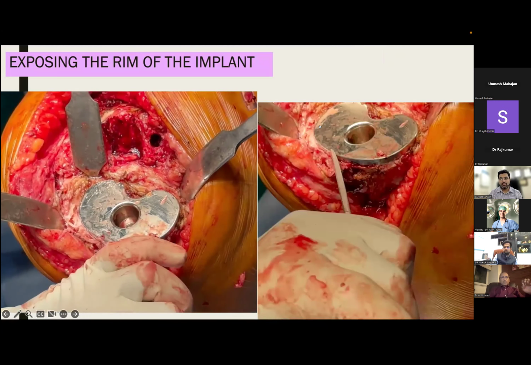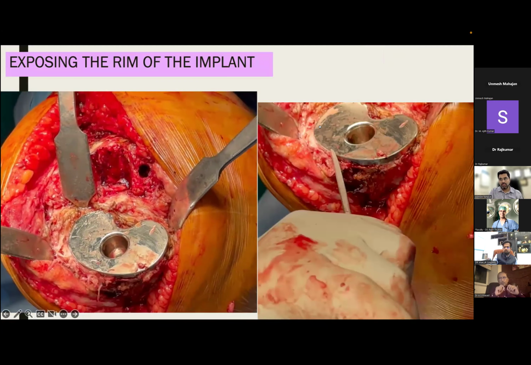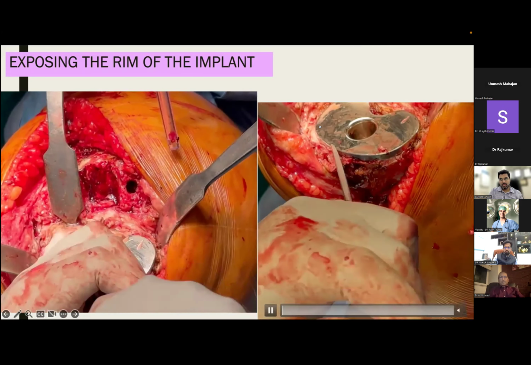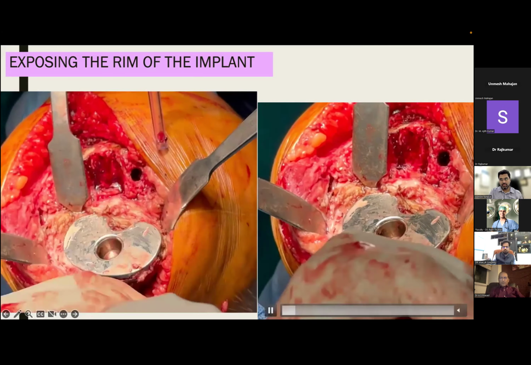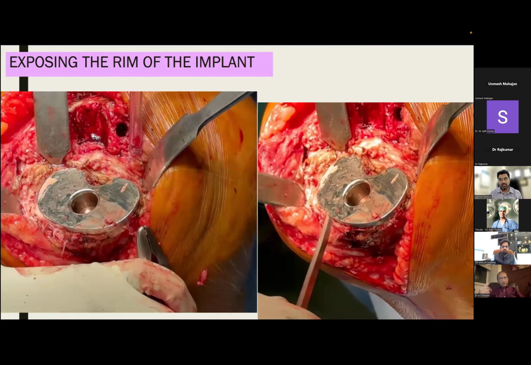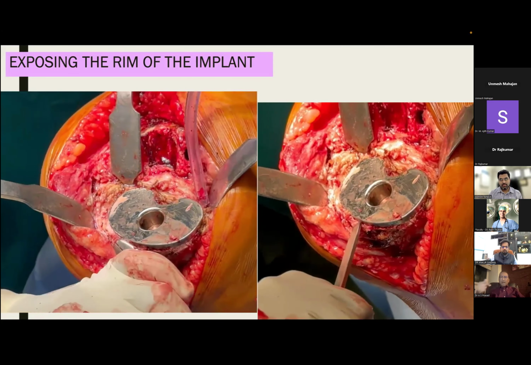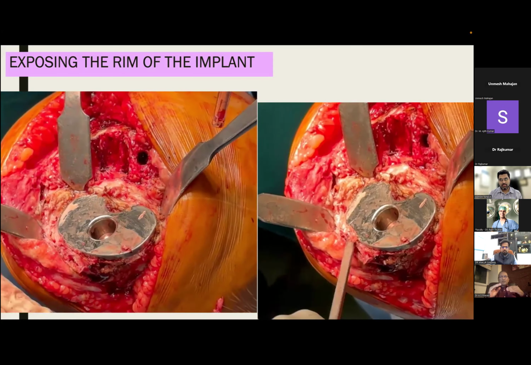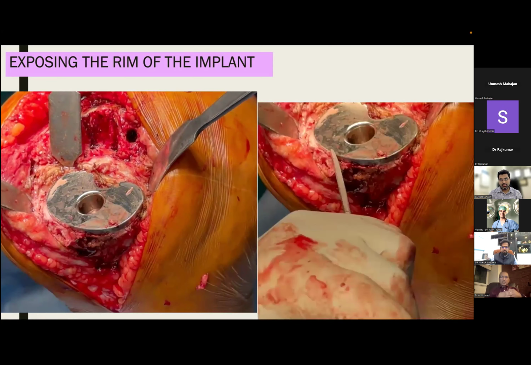The most important point, once we have exposed, try to expose all the borders of the implant. That's very important. Go all around the tibia and femur. The femur posterior condyle we cannot access, definitely, but all the lateral and medial borders and the superior border have to be accessed of the implant. The idea is to find the right interface between the implant and the cement.